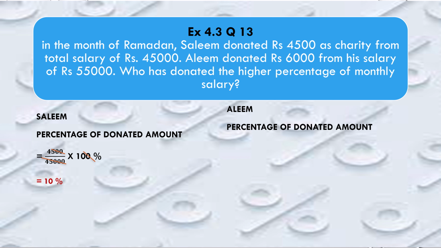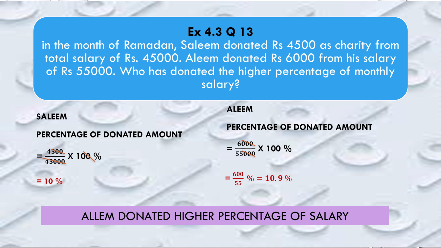Now come to Alim's. The percentage of donated amount is the donated amount divided by total salary into 100%. The donated amount is 6,000, which is divided by the total salary of Alim, that is 55,000, and multiplied by 100% to calculate the percentage. Cutting the zeros and solving, we get 10.9%. The percentage shows that Alim has donated a higher amount as compared to Salim. So we can say Alim donated a higher percentage of salary.